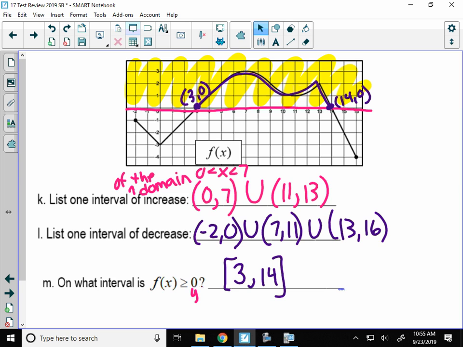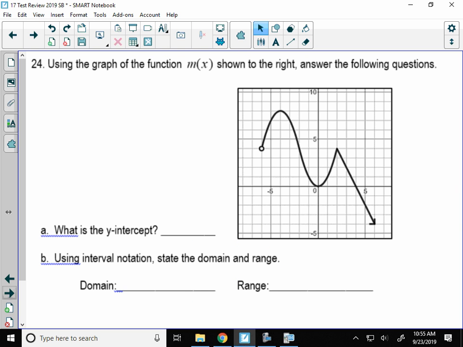All right, let's look at 24. Similar, but different graph. What's the y-intercept? That should be really easy. Give me one. 0, 0. Using interval notation this time, what's the domain and range? Well, interval notation for domain. So my leftmost x is at -6. There's an open dot there, so I use a parenthesis.